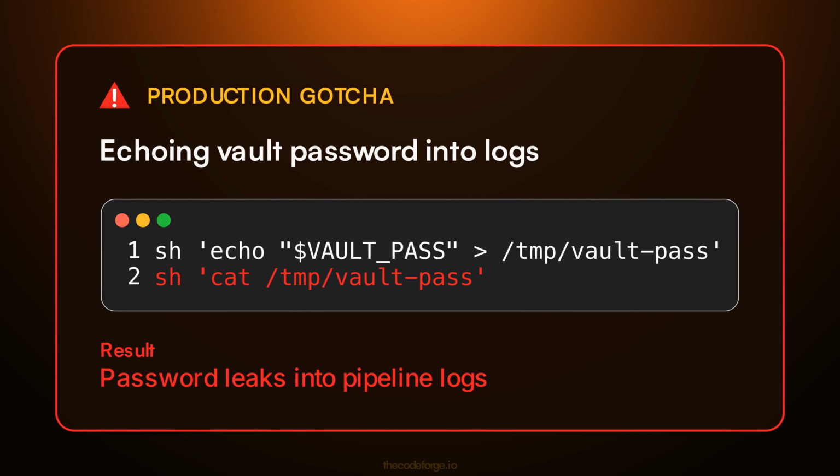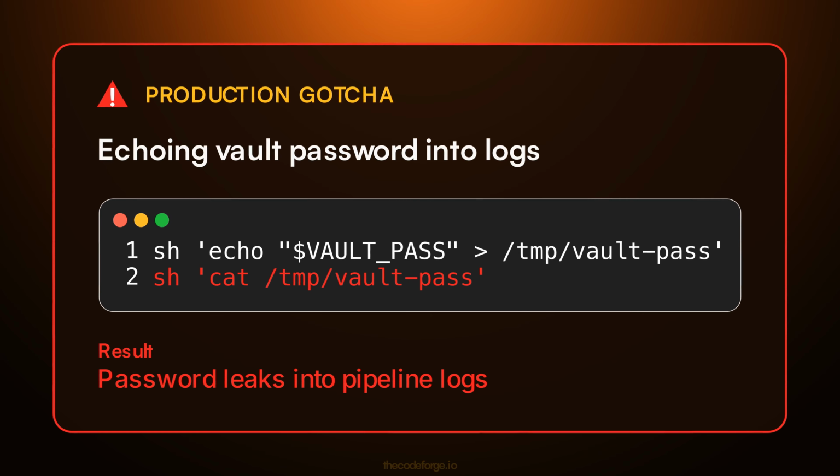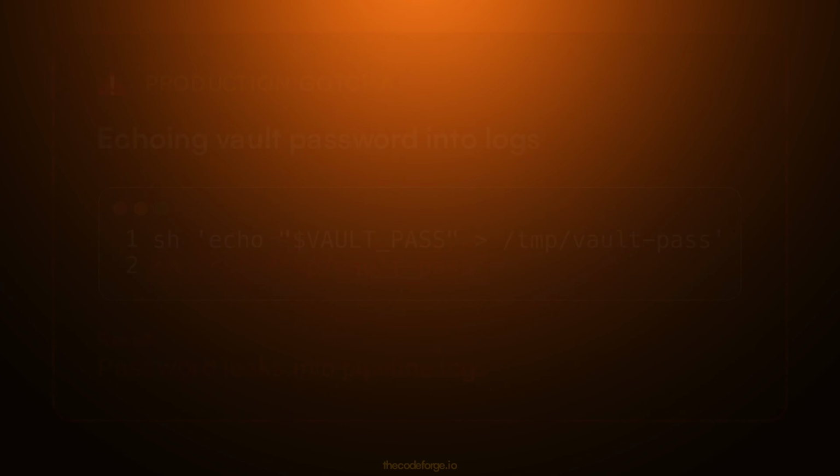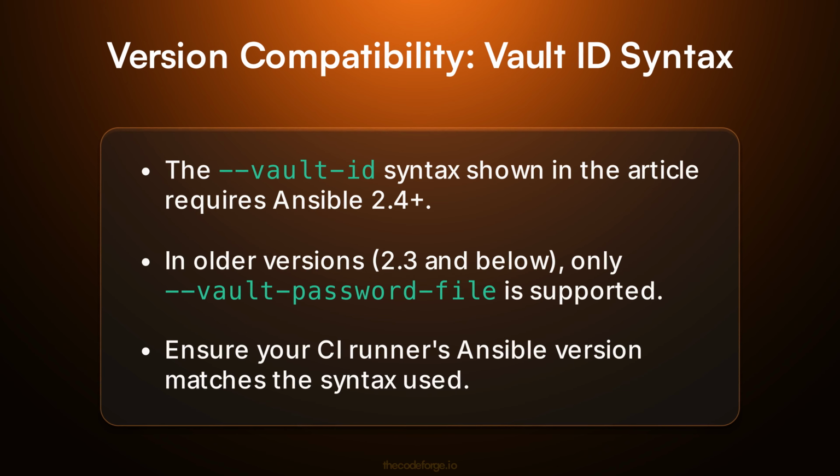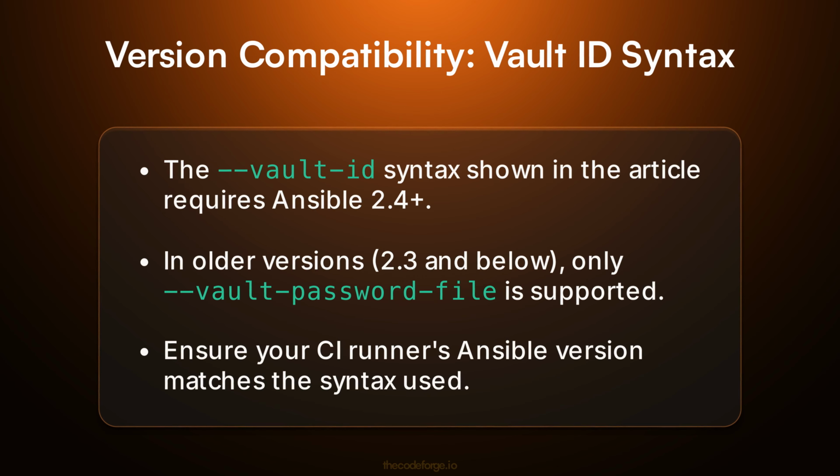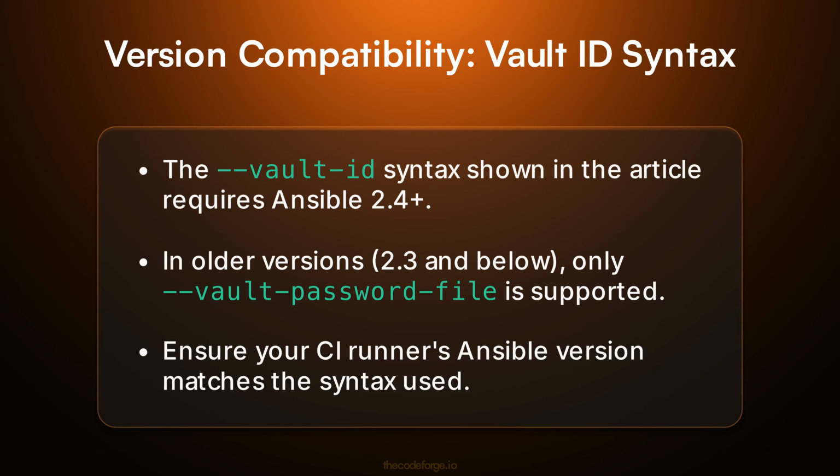Never echo the vault password into the pipeline log. Use withCredentials to mask it and clean up the file immediately. The vault-id syntax shown in the article requires Ansible 2.4+. In older versions, 2.3 and below, only vault-password-file is supported. Ensure your CI runner's Ansible version matches the syntax used.